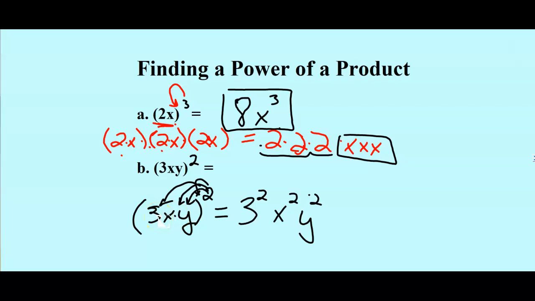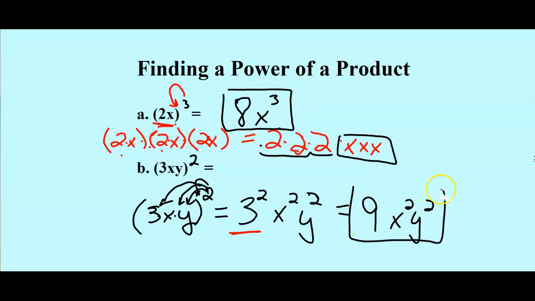Now we can simplify it even further because we know what 3 squared is. We know 3 squared is 9. So we're going to say that's just 9x squared y squared. And voila.